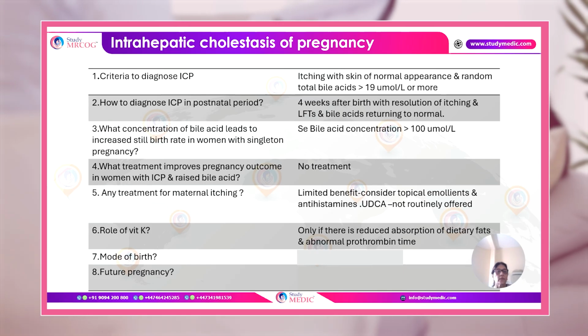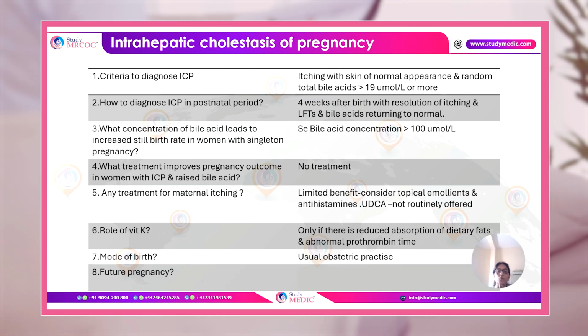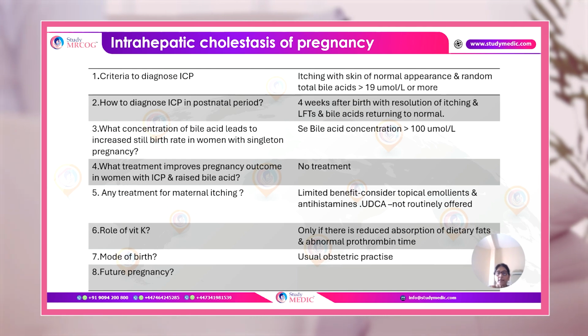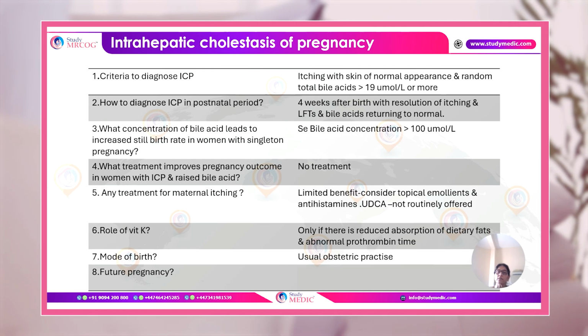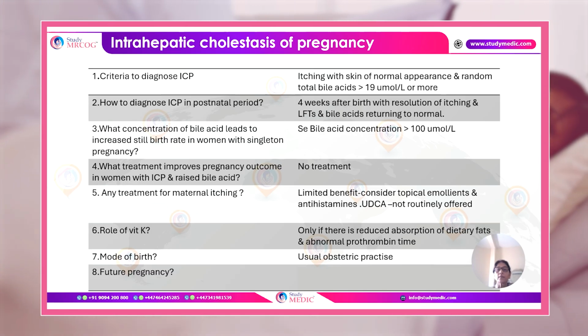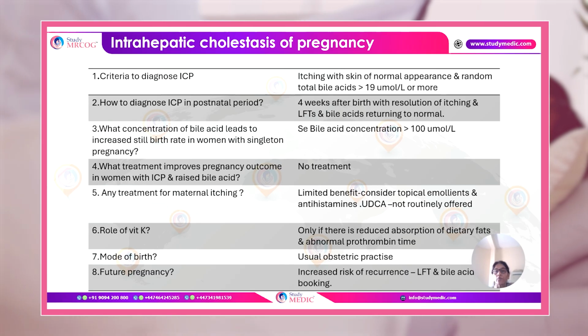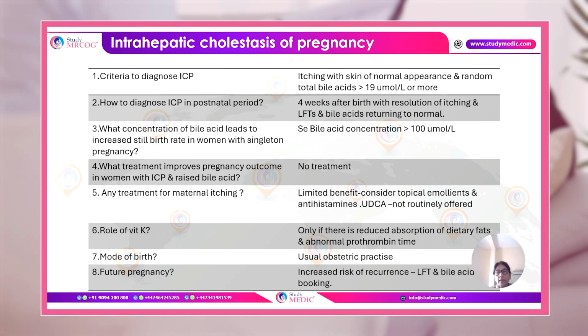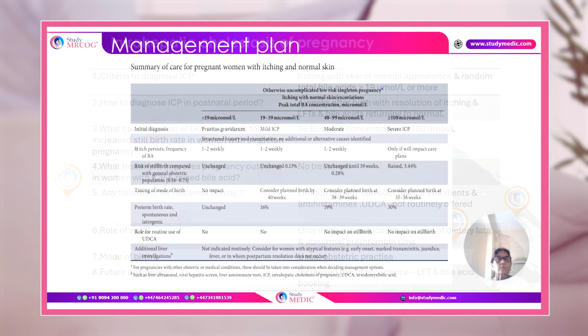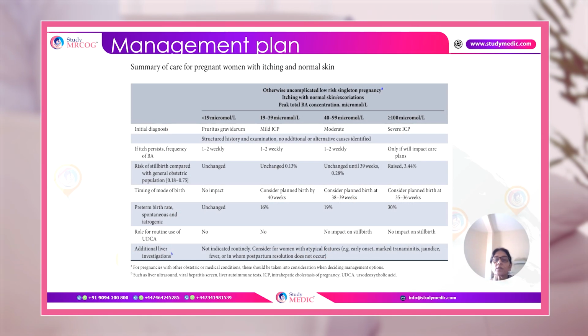Mode of birth, it is usual obstetric practice. You will not offer her a cesarean section simply because she has intrahepatic cholestasis of pregnancy. What will you advise in the future pregnancy? There is definitely an increased risk of recurrence. So LFTs and bile acids should be checked at booking. So this is in short the management plan.